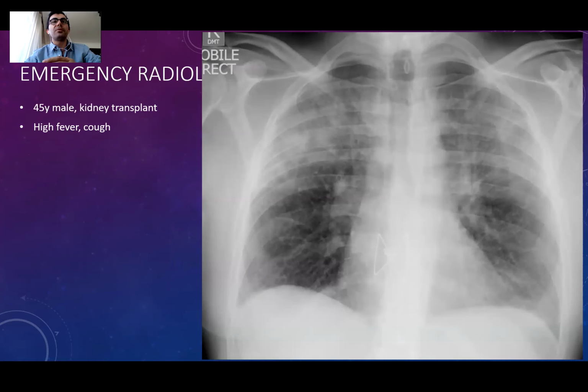Another patient with the same complaints, with fever and cough, has presented to you, but this time the patient is a 45-year-old male who has a kidney transplant. So the patient is admitted to the emergency department. You want to see a chest X-ray first. You order a chest X-ray, and it comes like this.